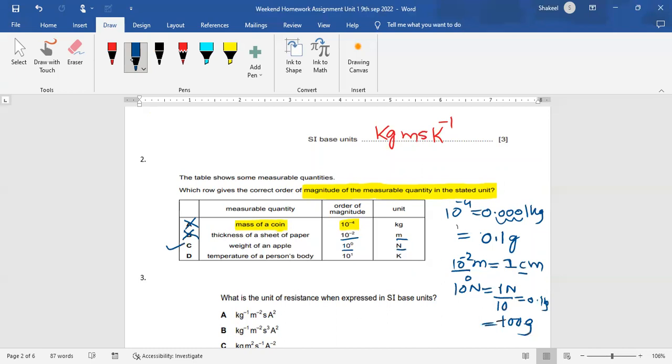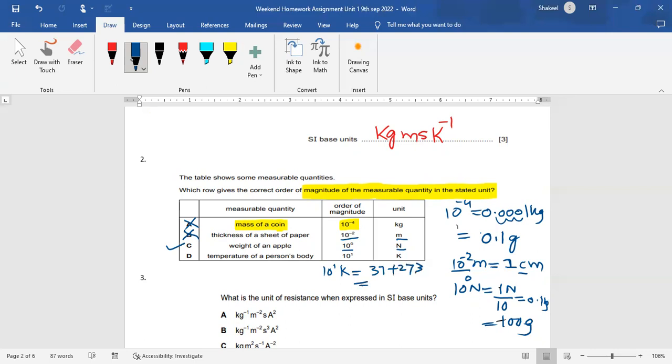Then temperature of a person's body 10 per 1 Kelvin. So 10 per 1 Kelvin, like 10 Kelvin, no, because the human body temperature is around 37 degrees Celsius. And when you convert into Kelvin, you have to add 273.